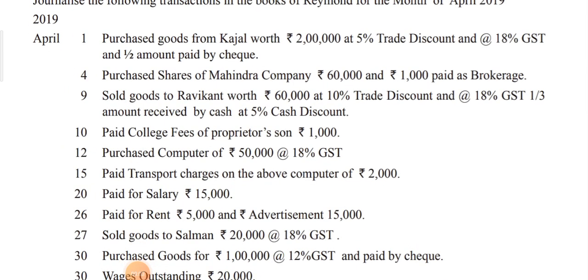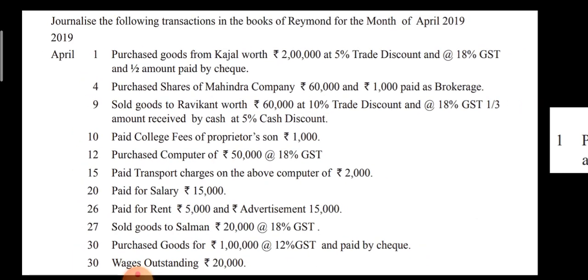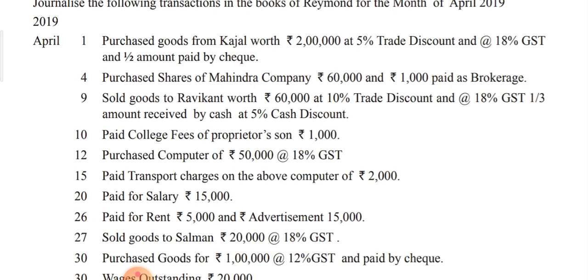Today again we will start with some of the GST entries with trade discount as well as with cash discount. I hope you have understood all the topics regarding GST journal entries which we have covered in the last 2 to 3 lectures. So without wasting time we are moving towards this question. See, what is the question they have given you? Journalize the following transactions in the books of Raymond for the month of April 2019.